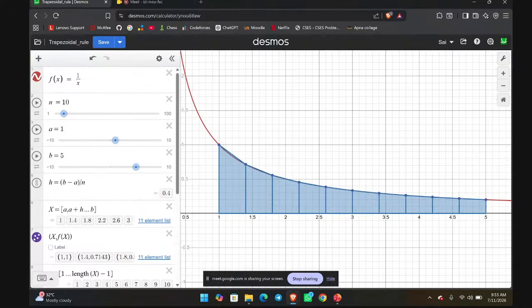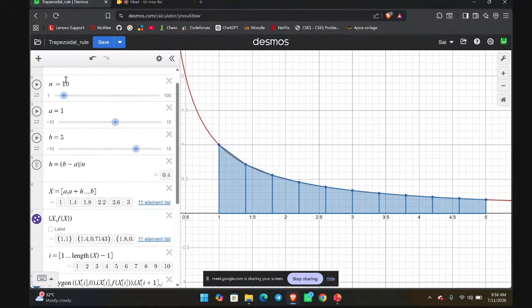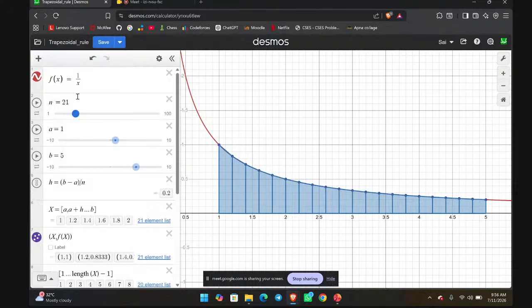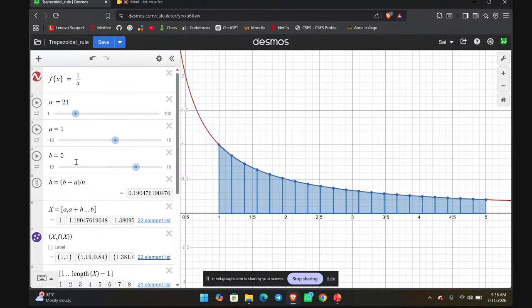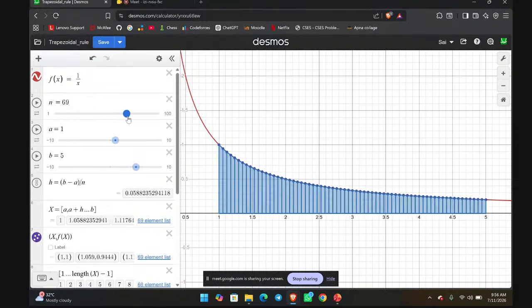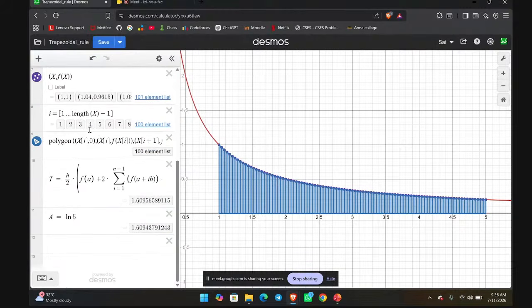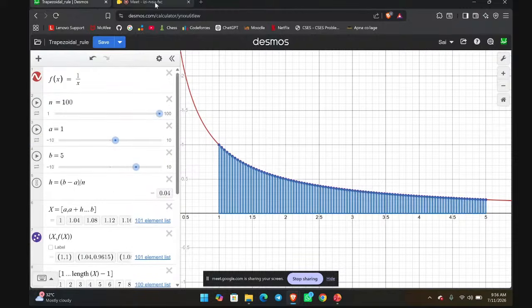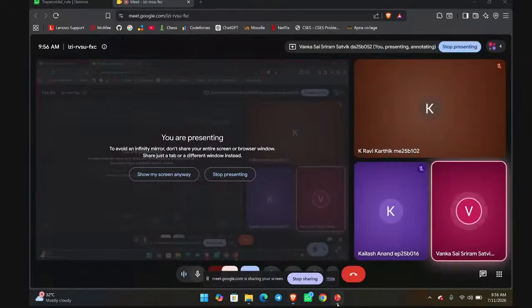For example, if we choose 10 subintervals, we are dividing the interval into 10 subintervals and we got a more accurate result. If you want an even more accurate result, you can go until 20, 21 here. As you can see, the value is 1.61609. So if we divide the interval into more and more subintervals, we'll get more accurate results. If we divide the interval into 100 subintervals, we got accuracy up to 3 decimals. If you want even more accuracy, we can divide the interval into even finer parts. That's the basic idea behind the trapezoidal rule.